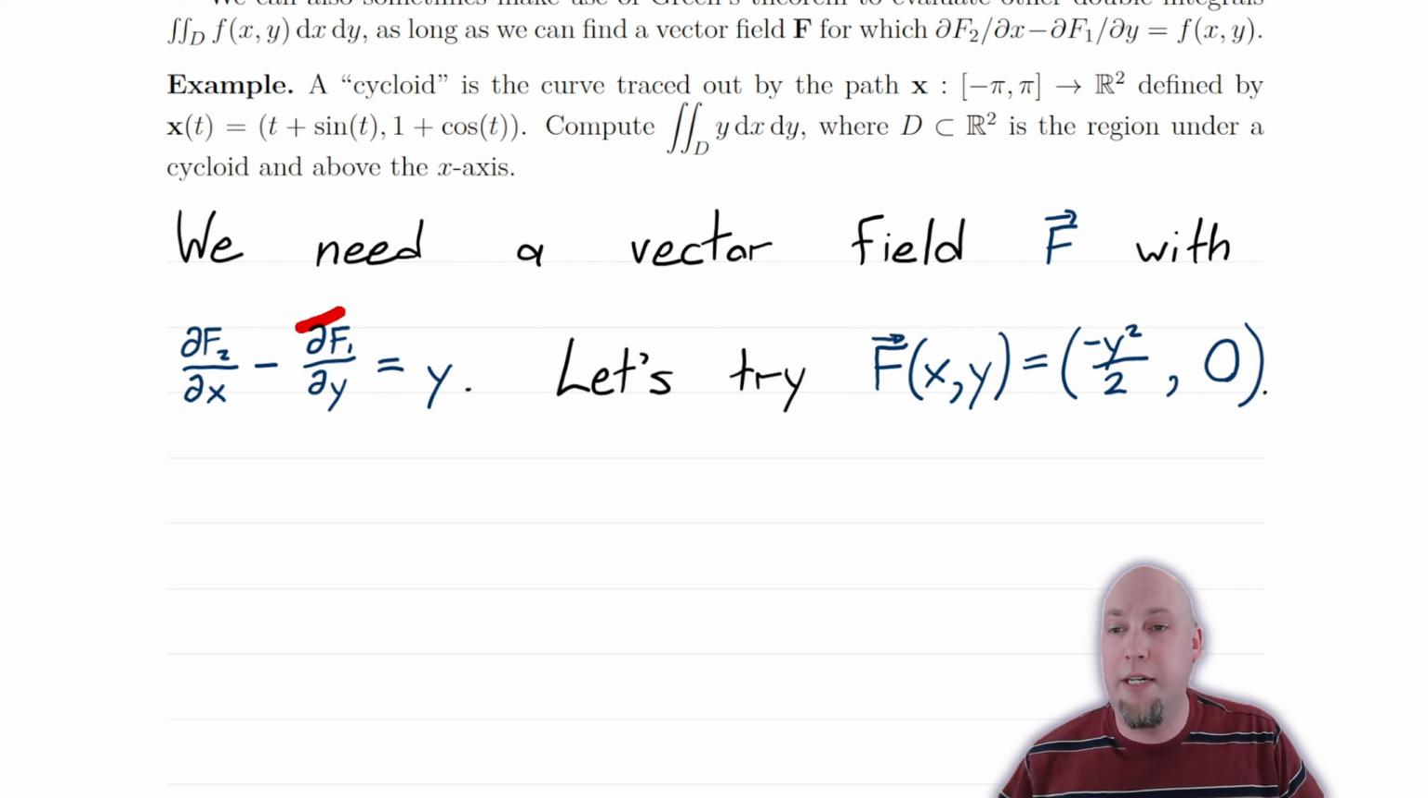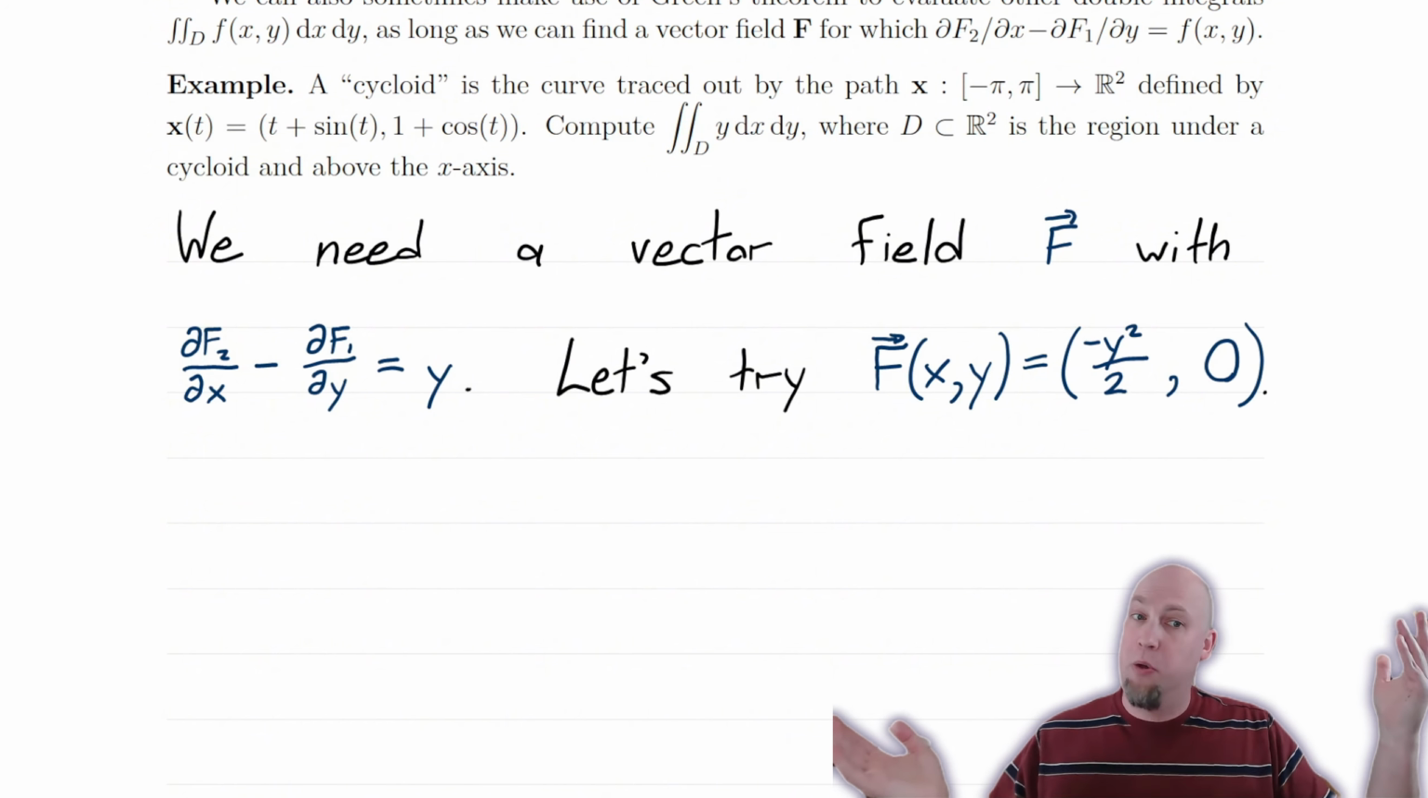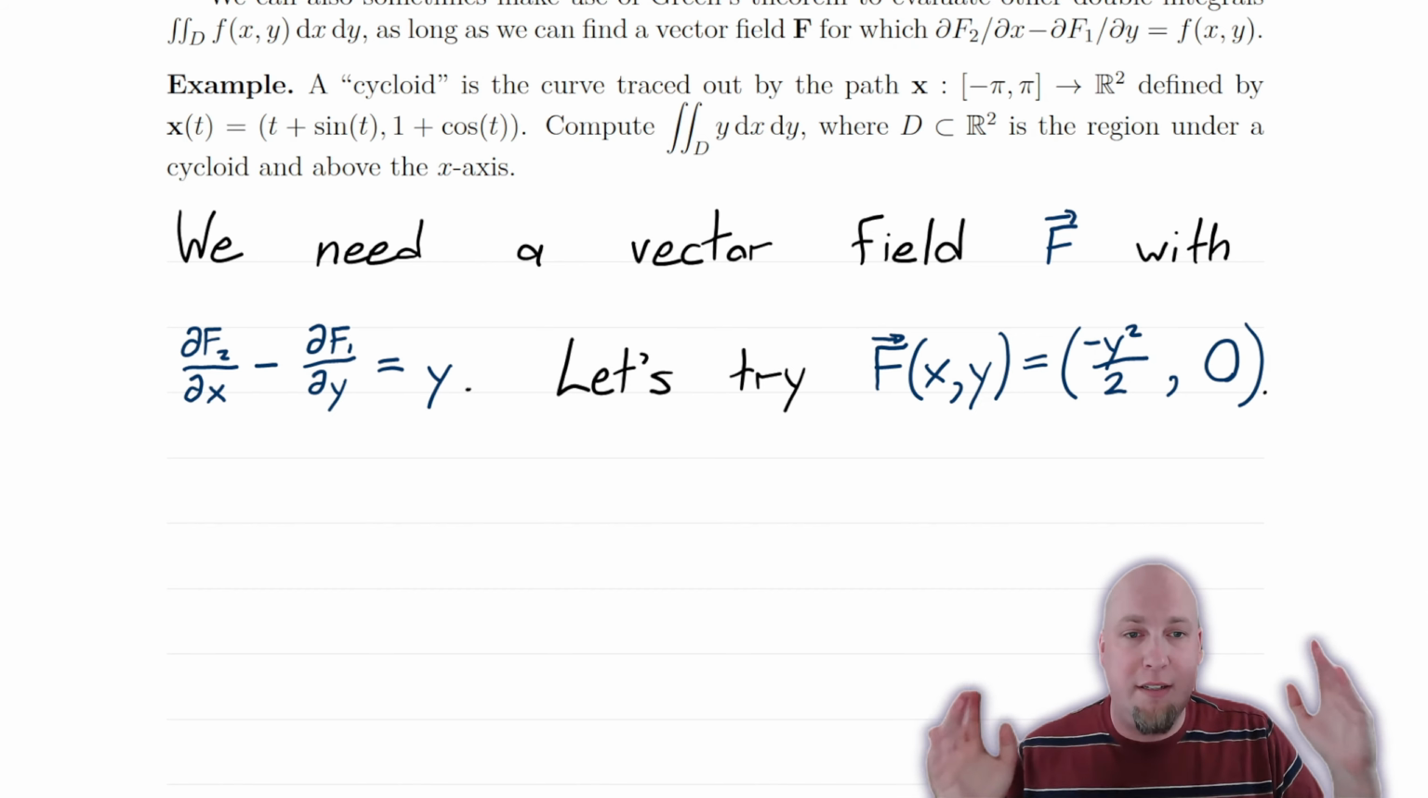I could very similarly have said, okay, I'm going to forget about this second term over here, and maybe just in the F2 entry, the second entry in my vector field, maybe I'll put an x antiderivative of this. I'll just put an xy over here and a 0 here. That would work too. That would be a fine choice of vector field.